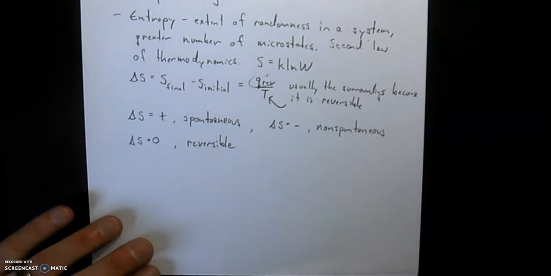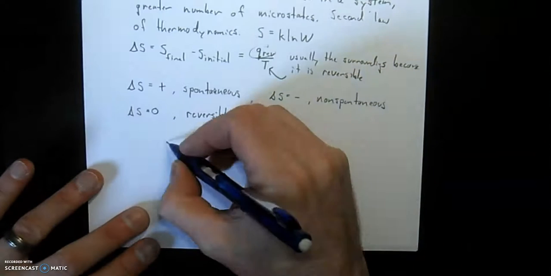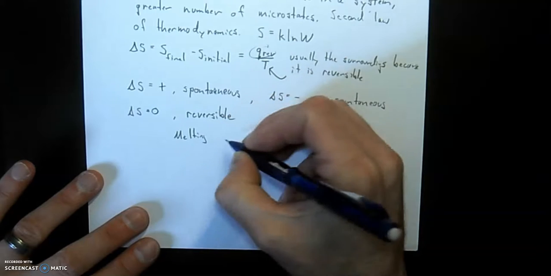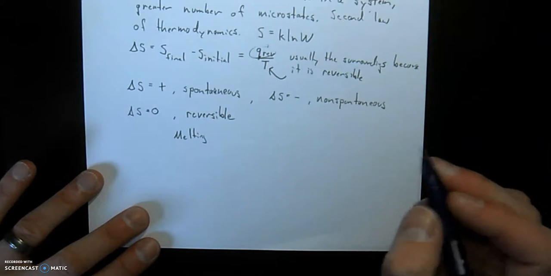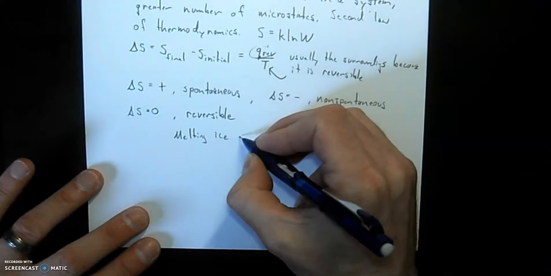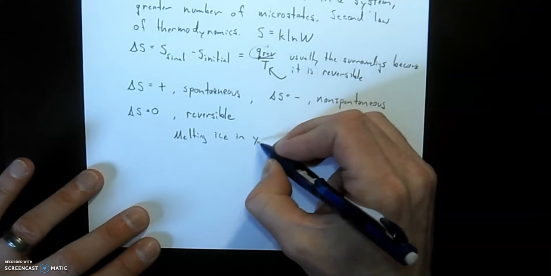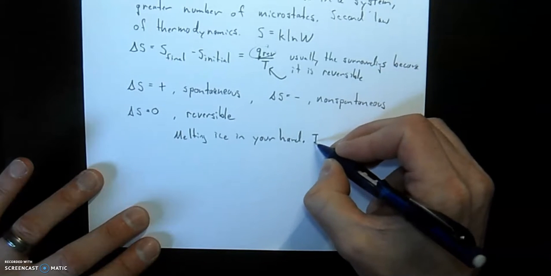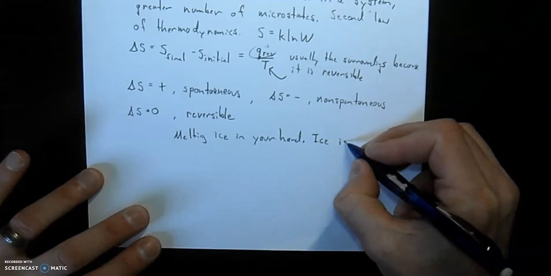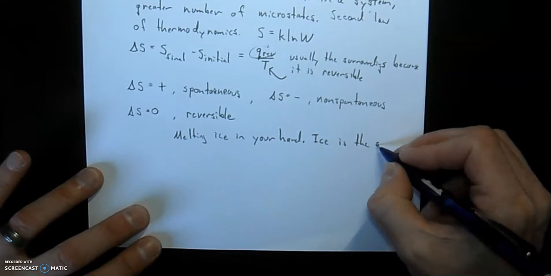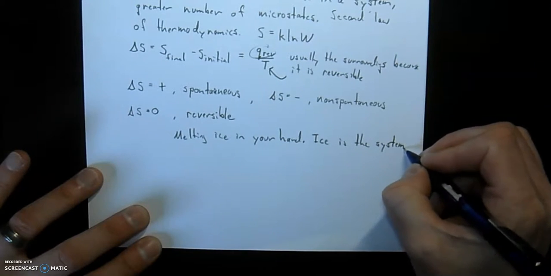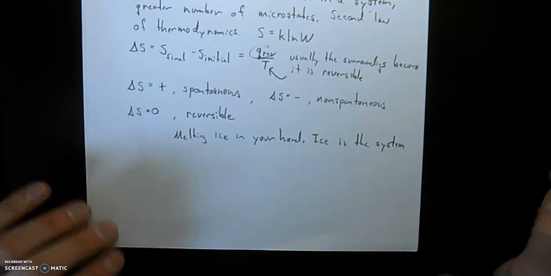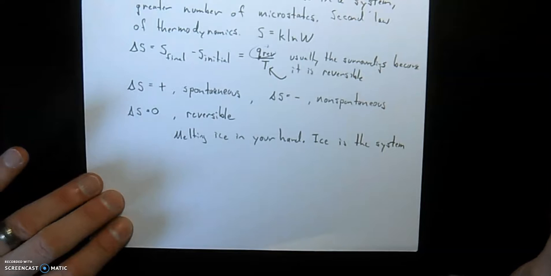Let's look at an example. We will refer to the melting of ice, just to put what we just talked about in some kind of context or perspective. Melting ice in your hand. We're going to refer to ice as the actual system. So again, we're going to treat ice as the system, and everything else on the outside of ice is the surroundings, but we are the surroundings.